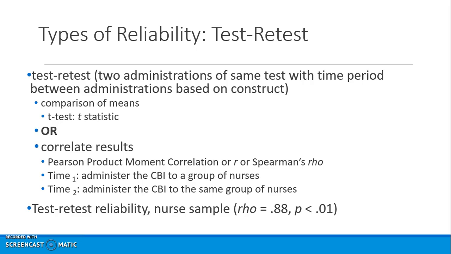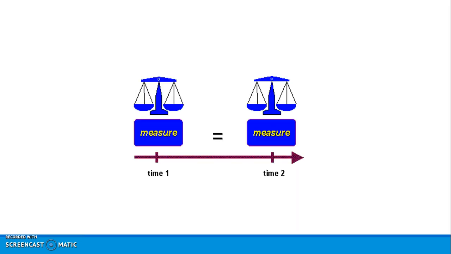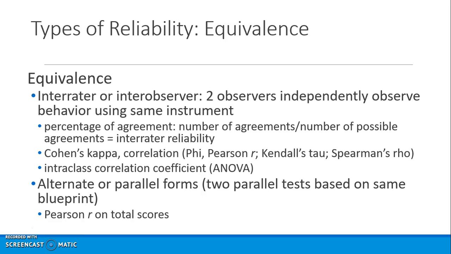And obviously the rho, similar to a Pearson, similar to a Kendall's tau, similar to a phi, you interpret the same way. The closer it is to 1.0, whether positive or negative, the stronger the correlation, and is it in fact statistically significant. So here's an image from Google that represents test-retest reliability with the time interval. So you look also at equivalence, a type of reliability.